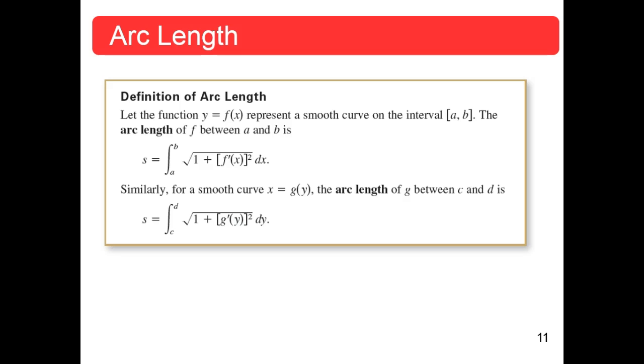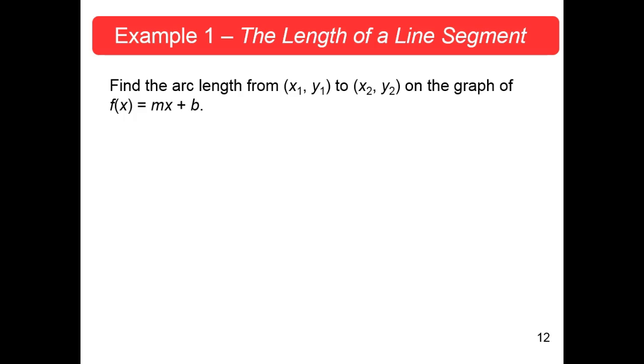Okay? Now, similarly for a smooth curve, x is equal to g of y, the arc length of that one, going from y equals c to y equals d, would then be the integral from c to d of the square root of 1 plus g prime of y, so this is dg dy, squared, times dy. That would give you the arc length if you're doing what I think of as vertically defined functions as opposed to horizontally defined functions.